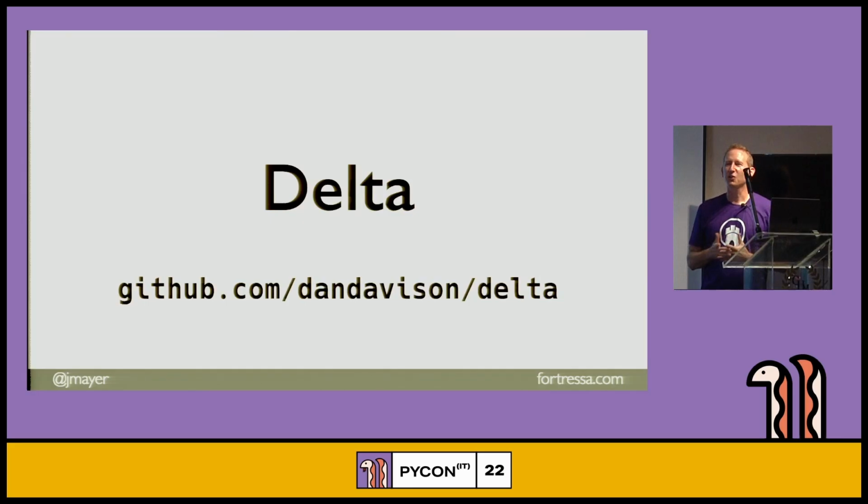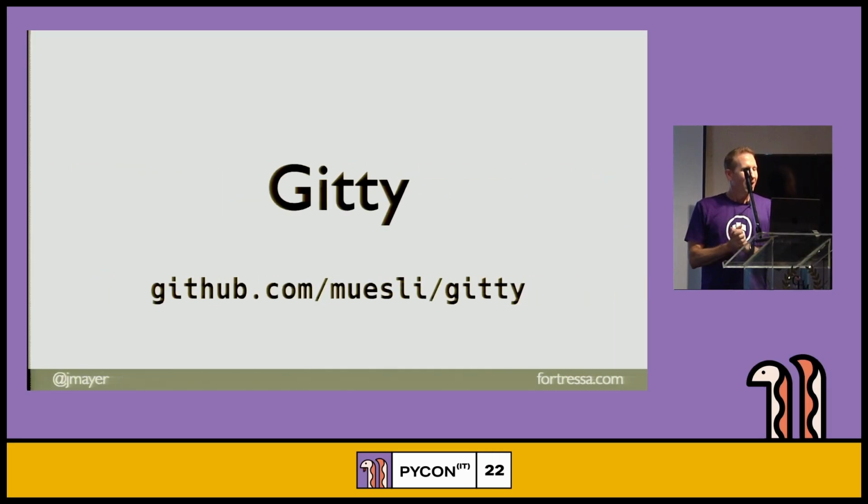Delta is another useful tool. It is a syntax highlighting pager for output from tools like Git, diff, and grep. Hopefully we'll come back to that one. Gitty is another useful tool.